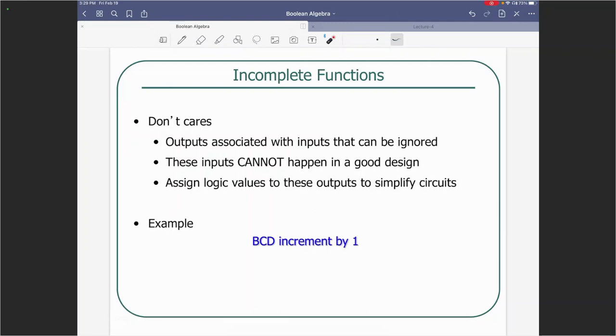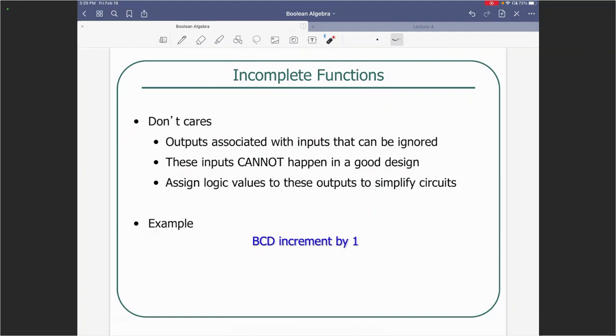So let's try to take a look at some examples where incomplete functions, meaning functions with don't care situations, happen, and how we incorporate that into our standard representations. So these inputs cannot happen in a good design, right? In a good design, you would not leave it to chance or something random. You would want them either to be off or on, right?